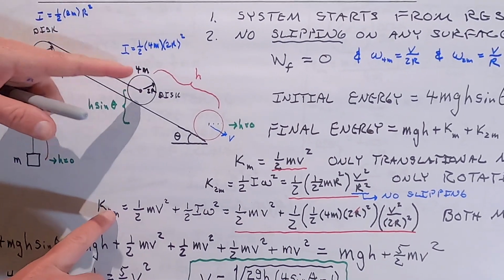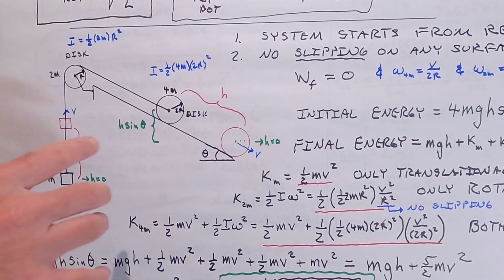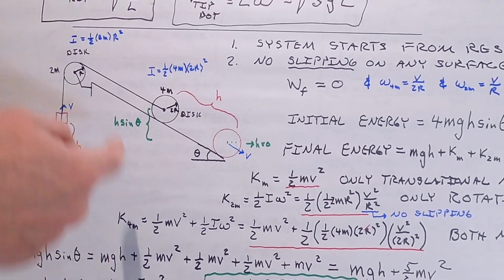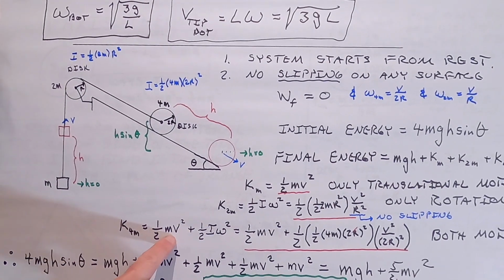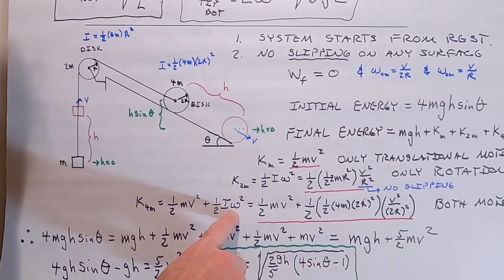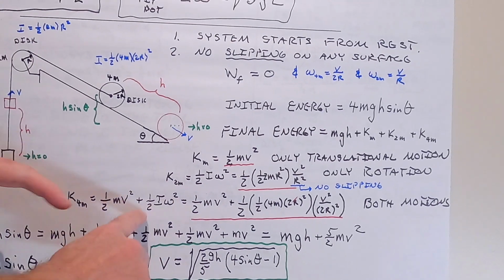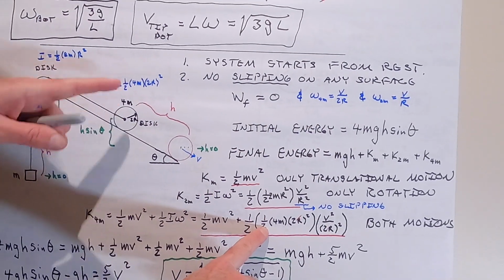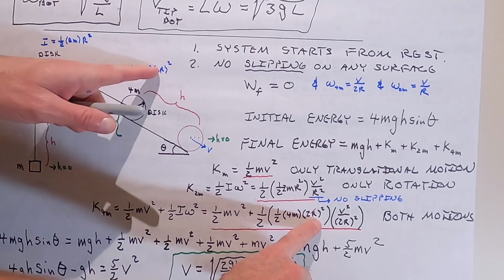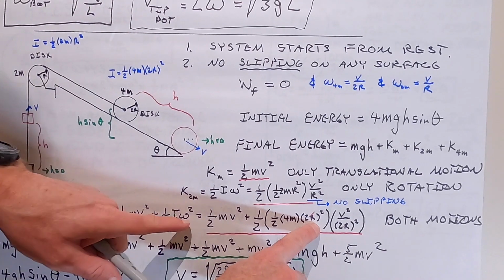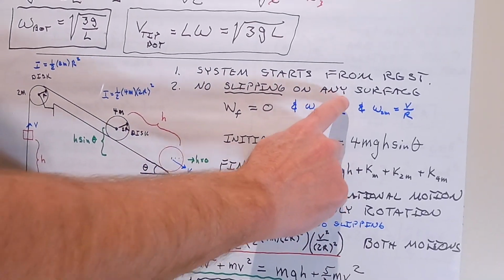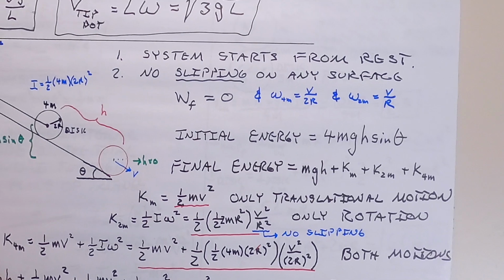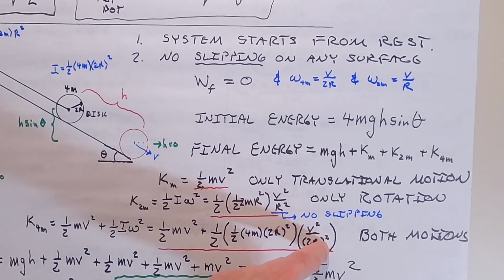And then this one over here has got both. It's rolling. It's actually moving and turning. So right here, this is the movement, this is the rotation, and this is the 4m right here. So we just plug in our I, 1/2 times 4m times (2r) squared, times our omega squared, which is (v over 2r) squared. The 2r's are always going to cancel. So you get both motions right here.